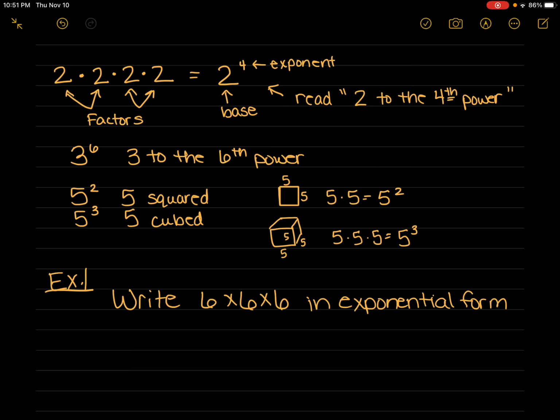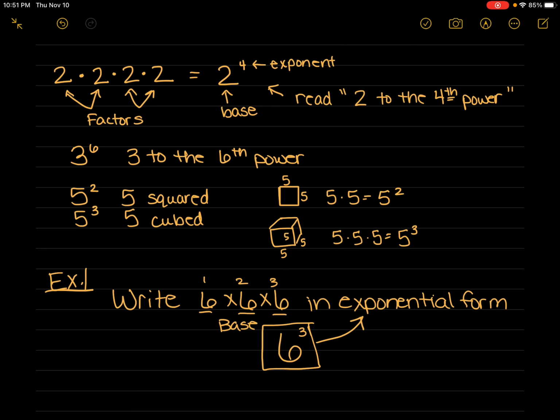Okay, so to write that in exponential form, this is going to be your base number, right? It's the 6, so that's going to be my big number. And then how many of them do I have? 1, 2, 3. The 3 is going to be your top number. So this is exponential form. It is 6 to the 3rd power, but we say that as 6 cubed. Okay, so I want you to get used to saying it the right way, so we're going to say 6 cubed.